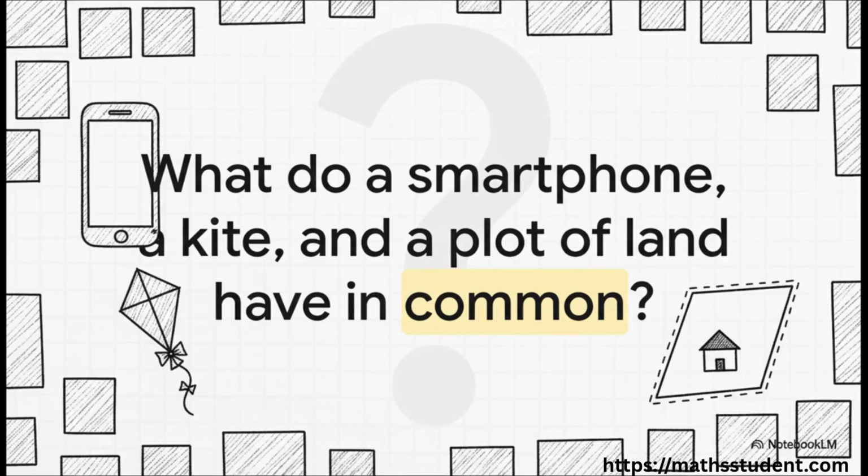Okay, so what do a smartphone screen, a flying kite, and a plot of land all have in common? I know, it sounds like the beginning of a really bad joke, right? But the answer is actually geometry. They're all quadrilaterals. And trust me, by the time we're done here, you'll have all the tools you need to measure any four-sided shape you can possibly find.